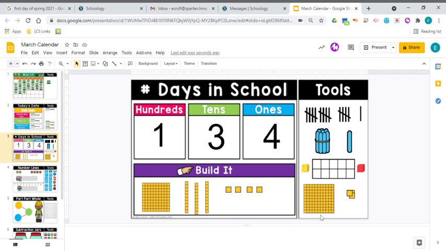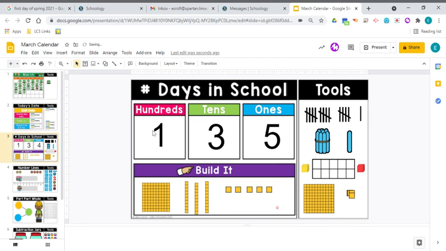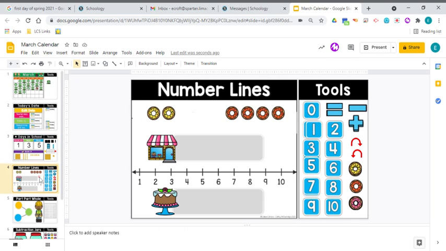All right, let's go ahead and add a block to count the days we've been in school. We have 100, we have 3 groups of 10, and then instead of 4 ones, we have 5. So we've been in school for 135 days. So here's 100, 110, 120, 130, 131, 132, 133, 134, 135. Phew.